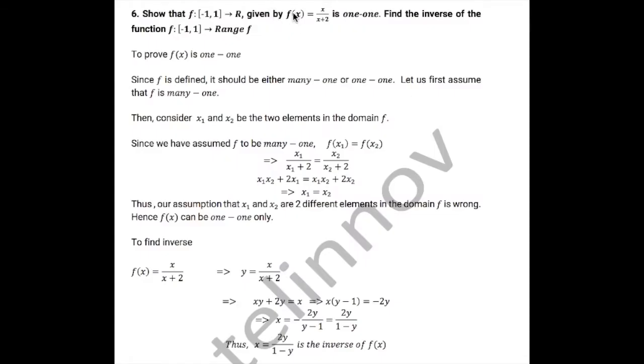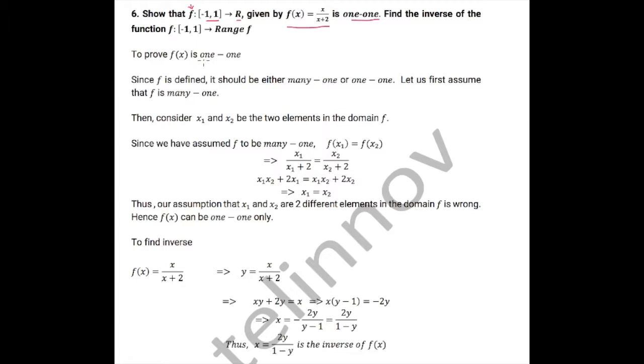So we need to prove that this function f of x equal to x by x plus 2 is 1 to 1, for f defined from minus 1 to 1 to R, that is, domain is minus 1 to 1 and range is R. We need to prove this is 1 to 1. Also we need to find the inverse of this function f.